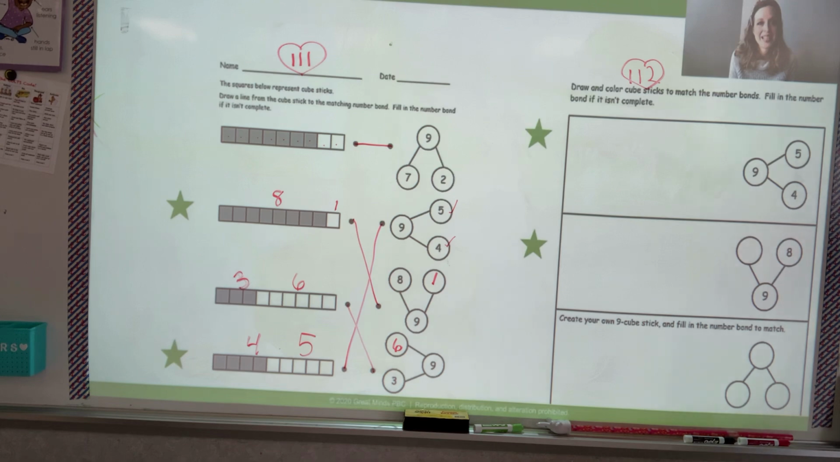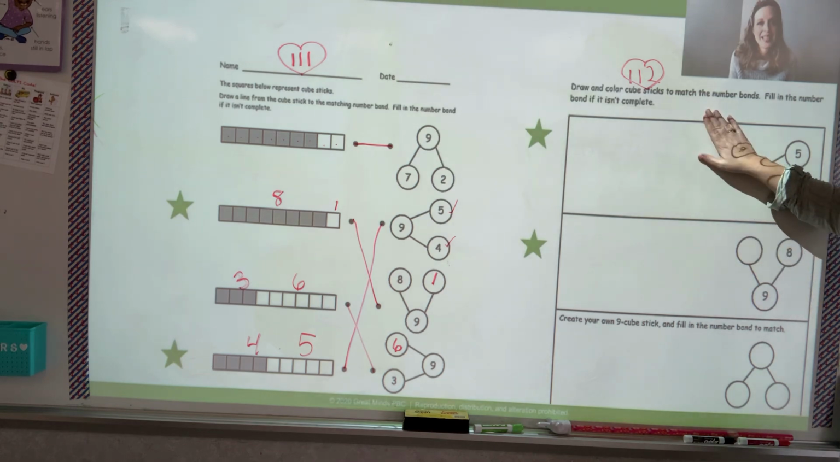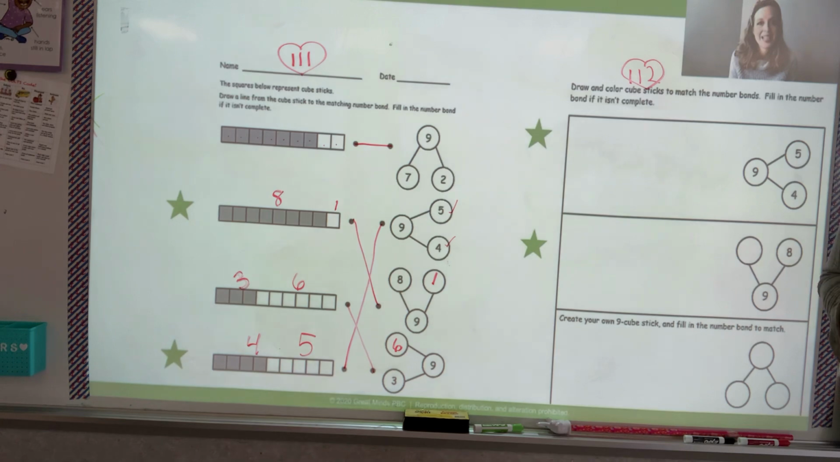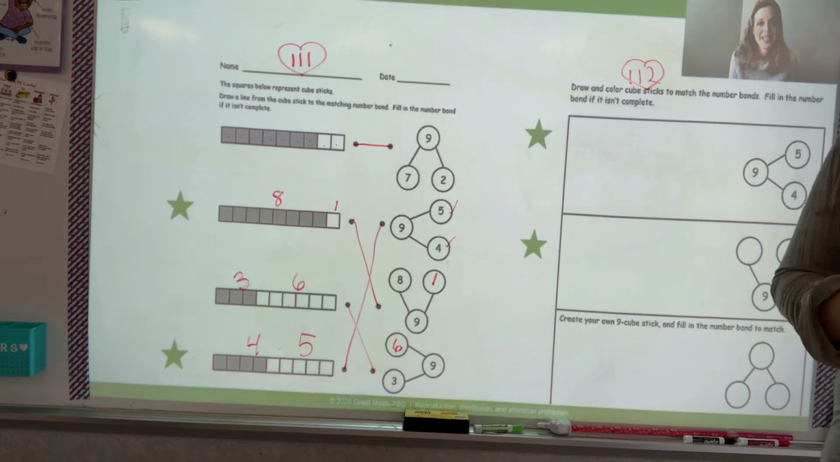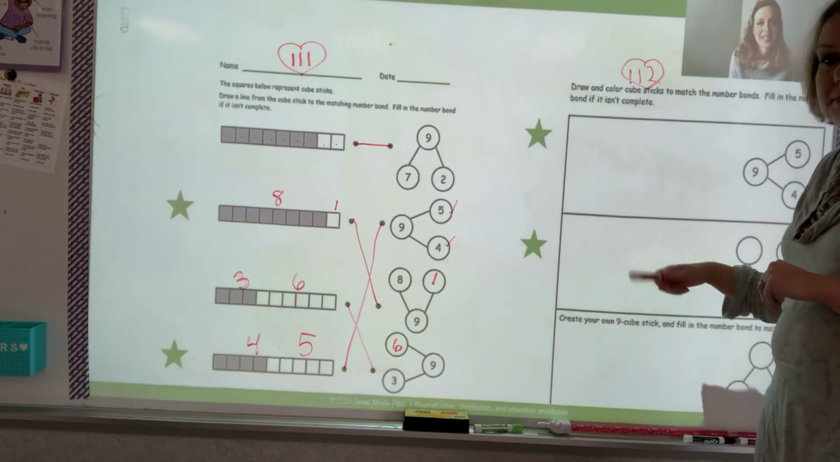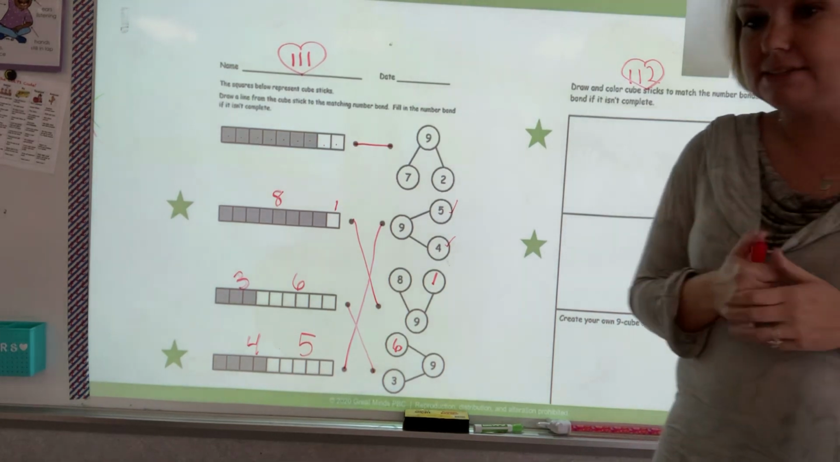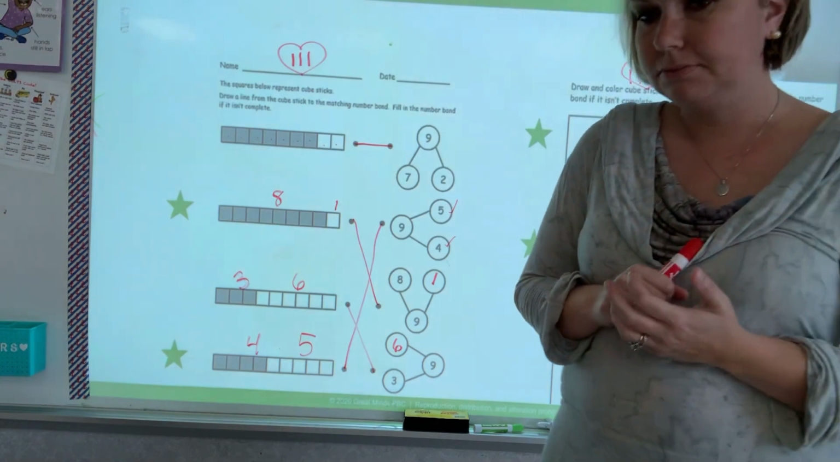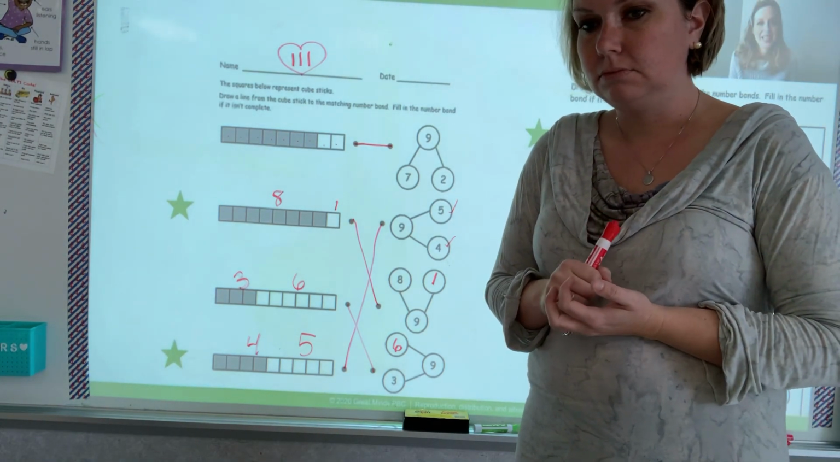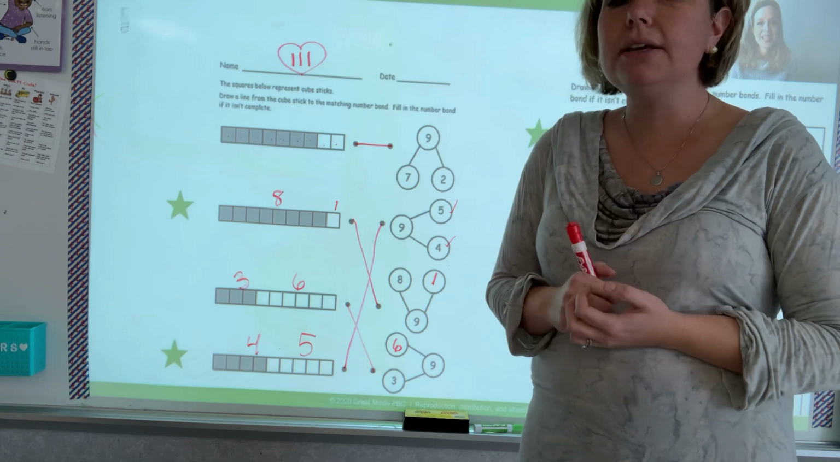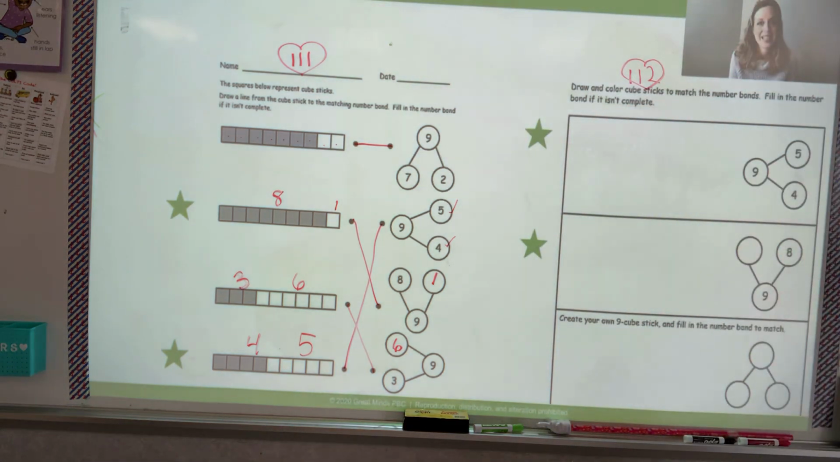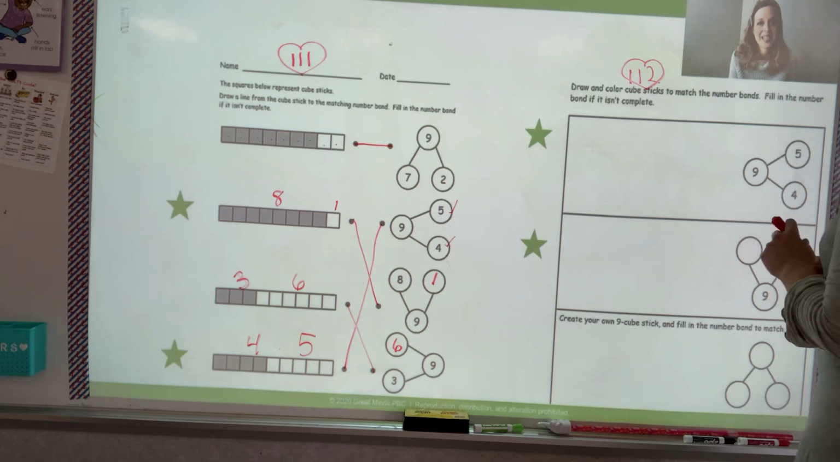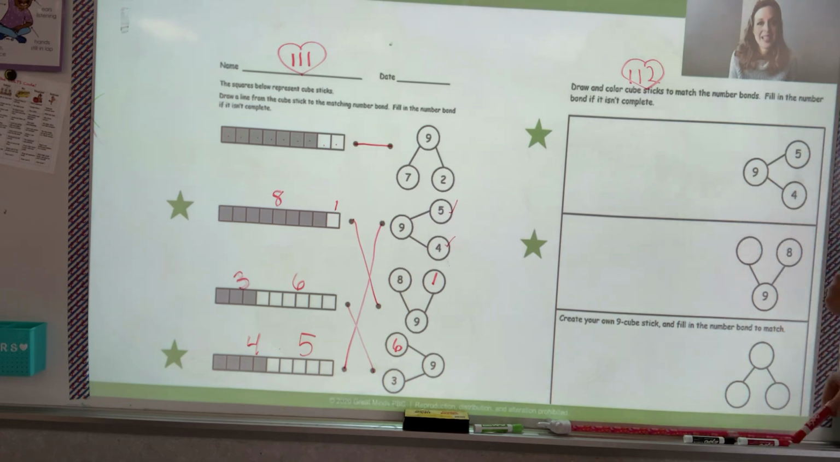Okay, now let's look at the back of your paper. Turn your paper to the back, and we're going to do these 2 together, and the last one you're going to do on your own. I accidentally made a mistake, so I'm just going to scratch it off because I was using a pen. Okay, try to use pencil, Anya, when you're working, because we all make mistakes. Okay, draw and color a cube stick to match the number bond. Fill in the number bond if it needs.